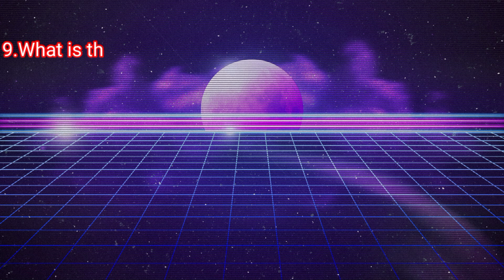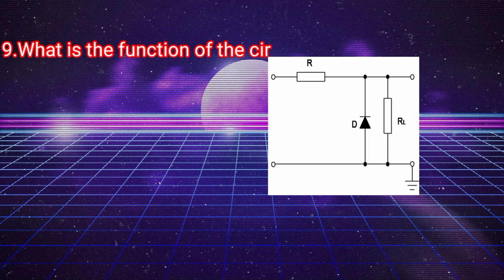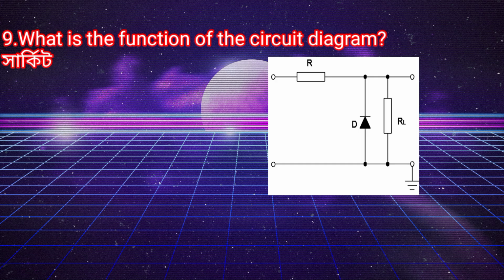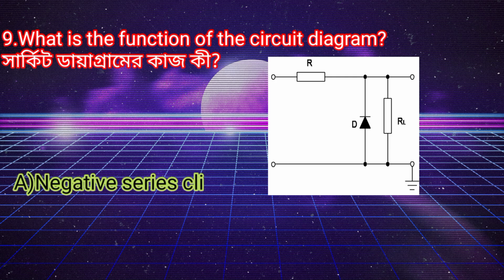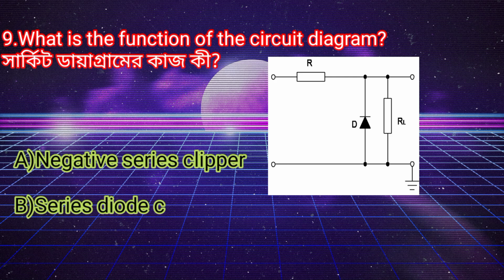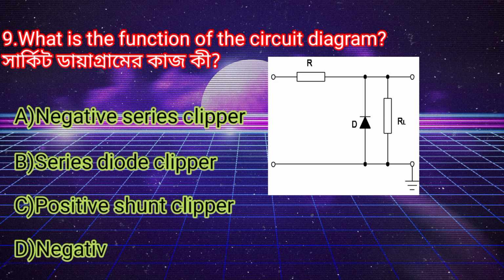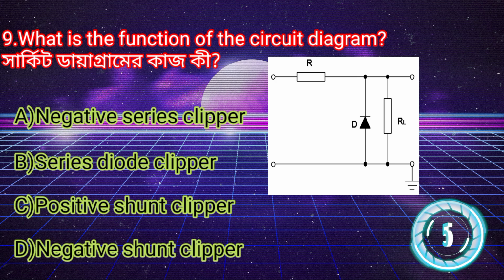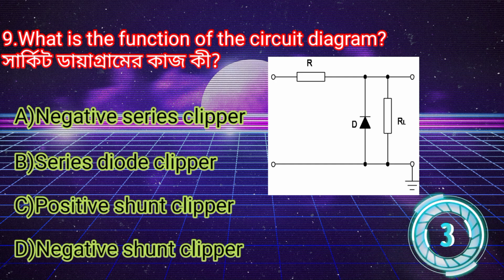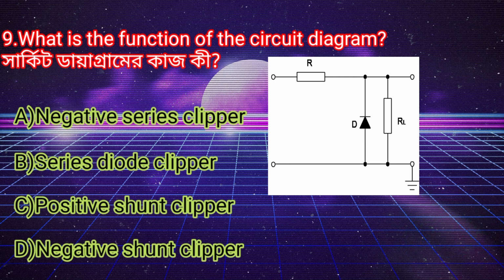What is the function of the circuit diagram? Option A, negative series clipper. Option B, series diode clipper. Option C, positive shunt clipper. Option D, negative shunt clipper. উত্তর হবে option B, series diode clipper.